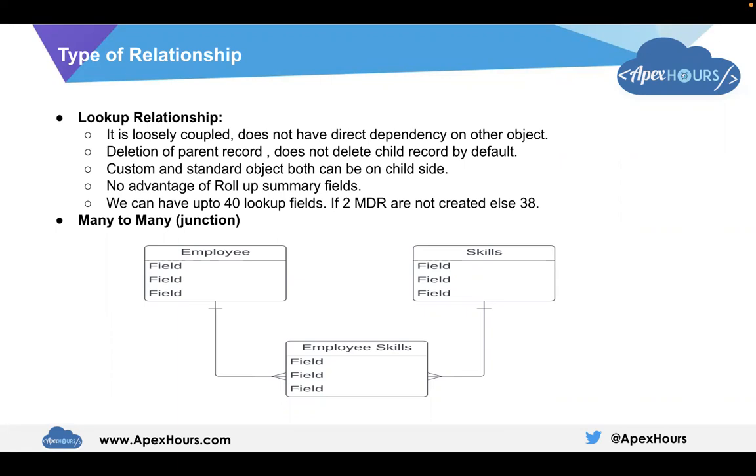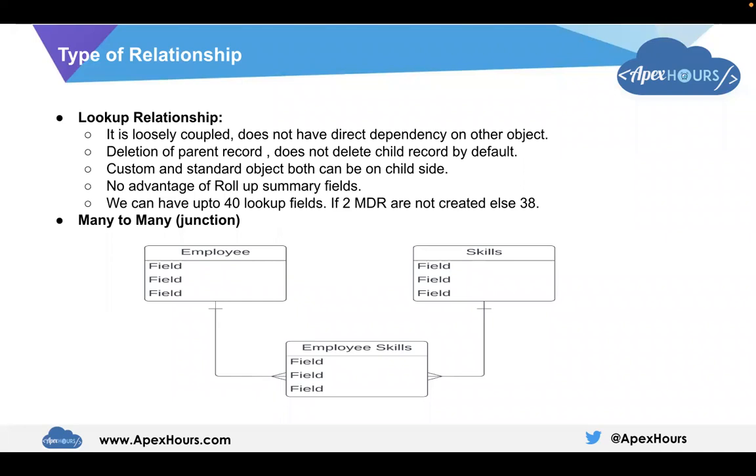The other thing is many to many junctions. So in many to many, the child object can have multiple parents, or a parent will have multiple children. If we talk about our example, we were able to create an employee and a skill, but we were not able to make any relationship between both of them. So what we could do is directly create a lookup or master detail on the skill object, where employee can be parent and skill can be child.